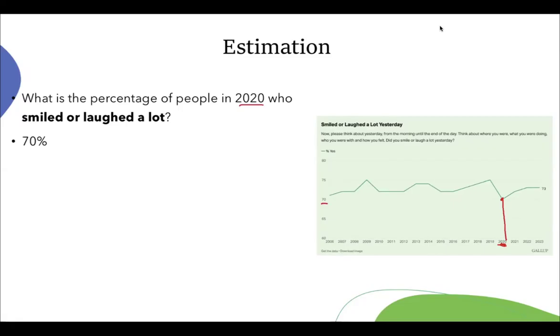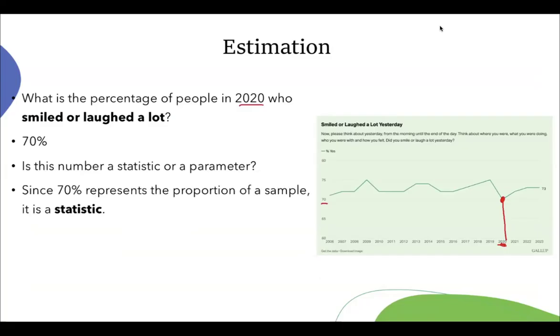Let me first ask you, the 70%, does this represent a statistic or a parameter? So let's review our terminology. A statistic is a number that represents a sample, and a parameter is a number that represents a population. So does this 70% here represent a sample or a population? It represents the people who answered the survey. That is a sample, and so this number is a statistic. 70% is a proportion of the sample.